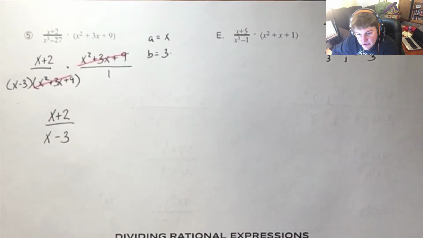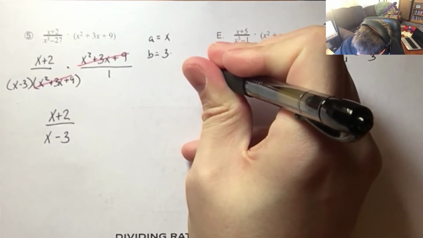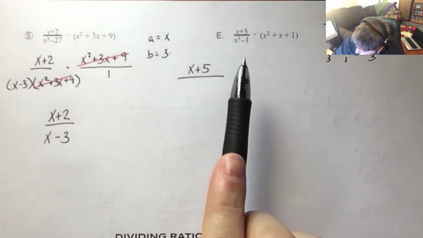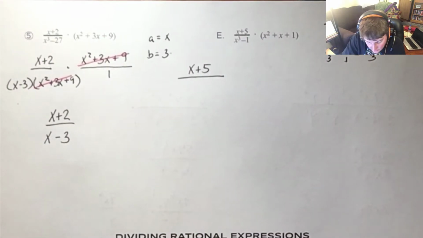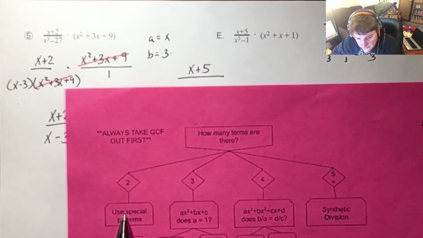Okay, so I'm assuming that you've all already done this. So I have x plus 5 here. And then I'm going to need to factor x cubed minus 1. So let's see how we factor that. How many terms are there? There's 2, so I have to look for special patterns.